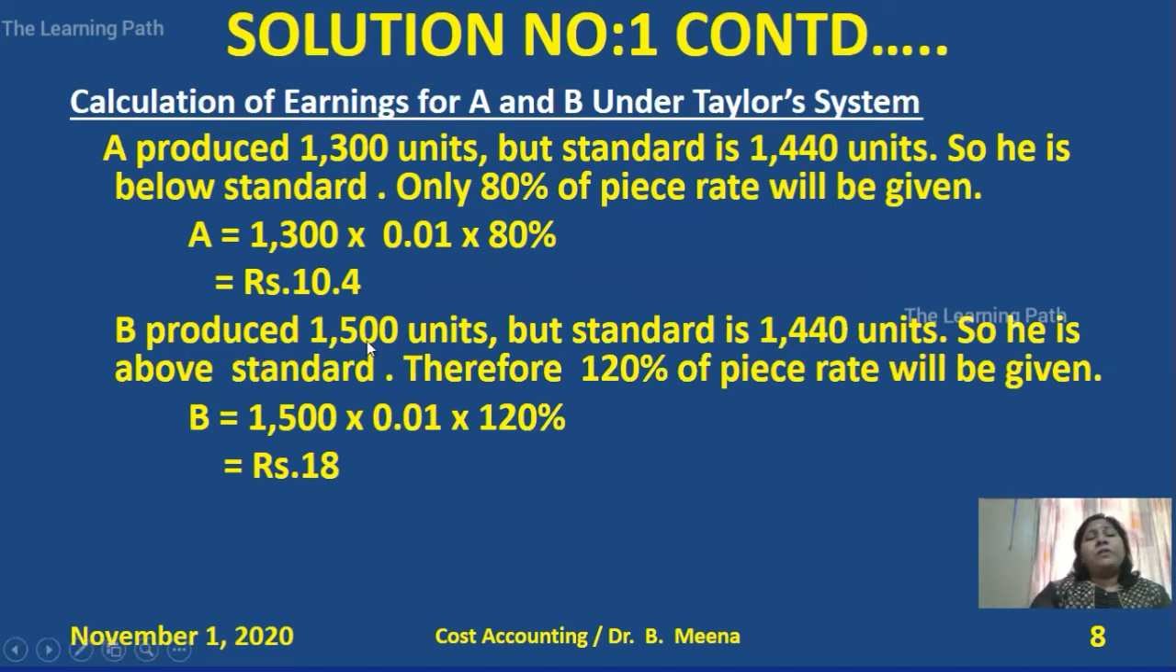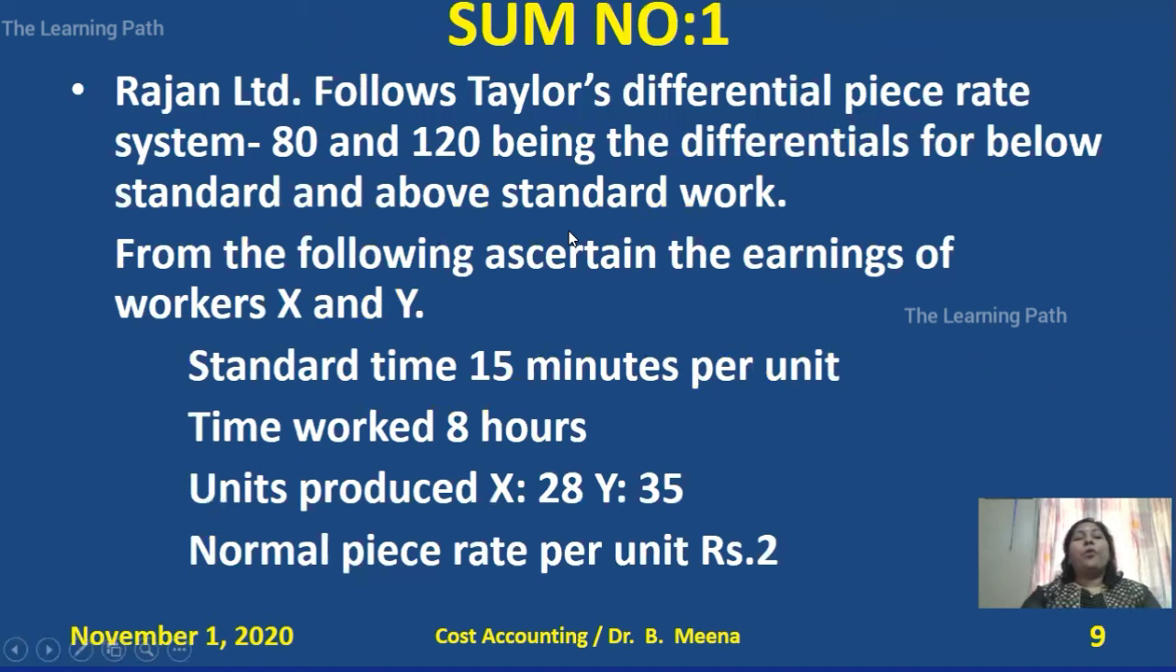Next, B produced 1500 units, but standard is 1440. So B is above the standard. Therefore, B will get 120% of piece rate. So B's earnings is equal to 1500, the production, piece rate is 0.01, into the differential applicable for him, because he is above the standard, 120%. If you complete this calculation, you will get the answer as rupees 18 as the earnings of B under Taylor's differential piece system. Let me check one more problem.